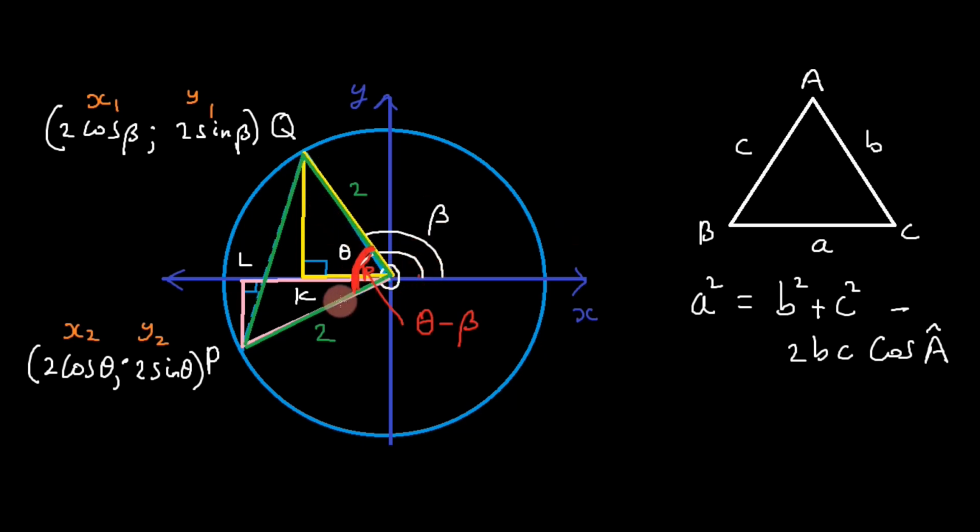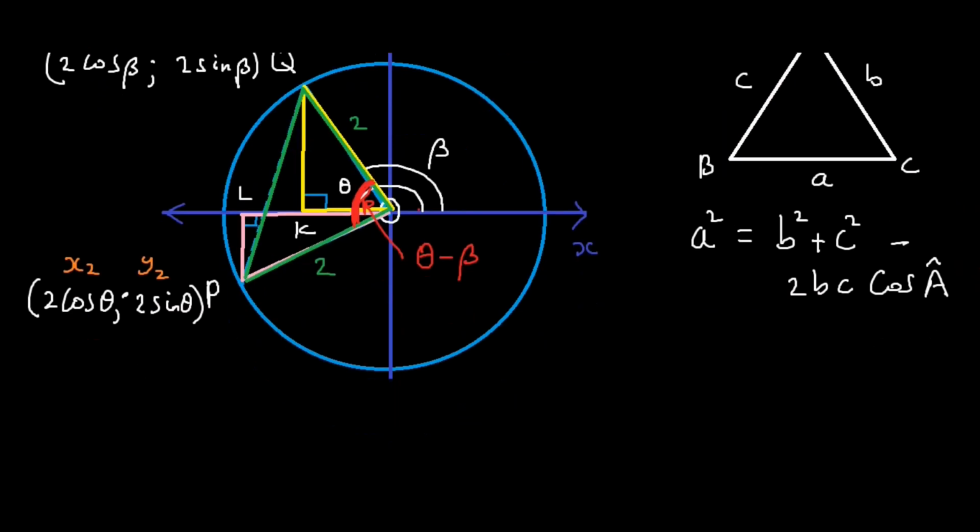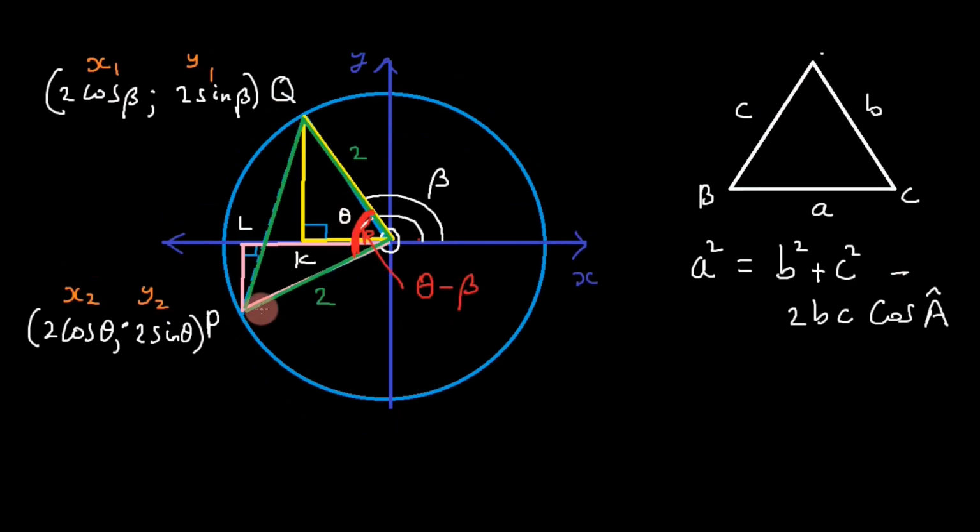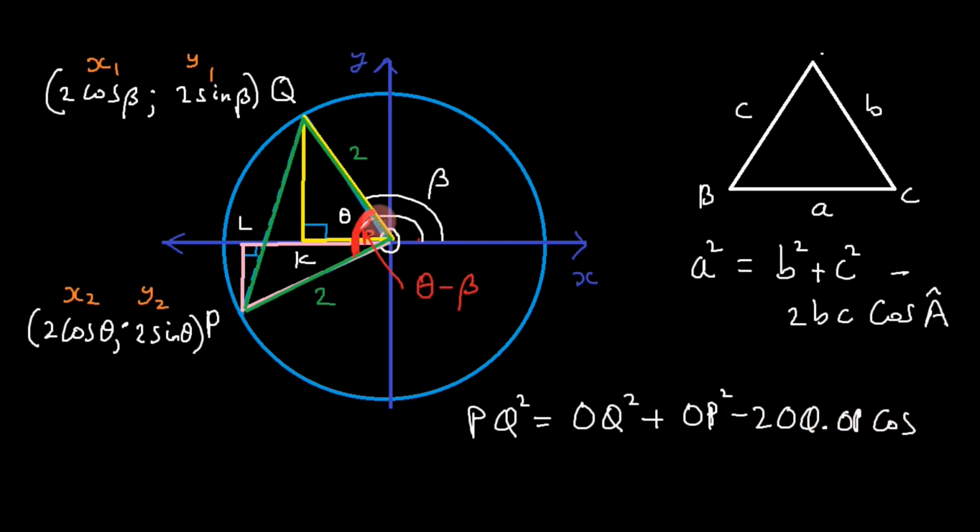So then working inside triangle QOP and applying the cosine rule, we can see that PQ squared is going to be OQ squared plus OP squared minus twice OQ times OP times the cos of angle QOP. In other words, the cos of theta minus beta.